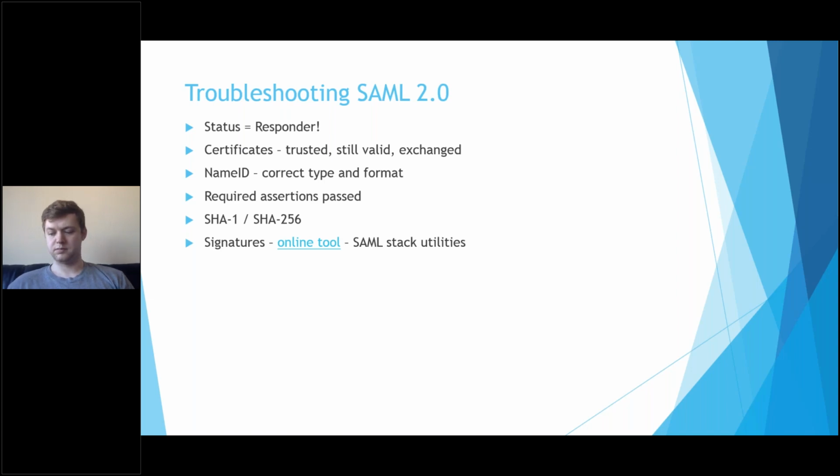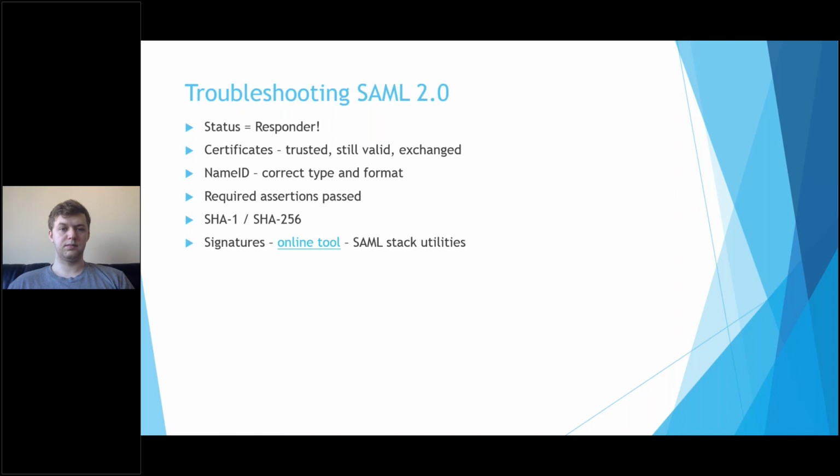Name ID, if you don't get the name ID right, it won't work. It needs to be the correct type. It's no good passing email if the other one's expecting a UPN, and it needs to be the right format. Some applications need certain assertions. They need a given name, or they need a department, or they need a postcode or something. So you have to talk to both sides and see what they require.